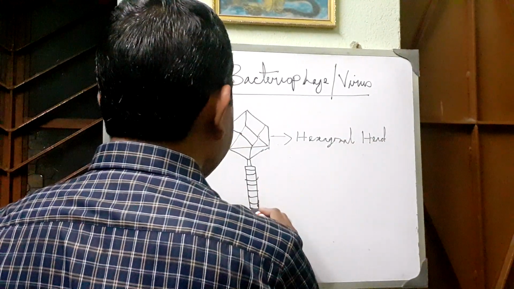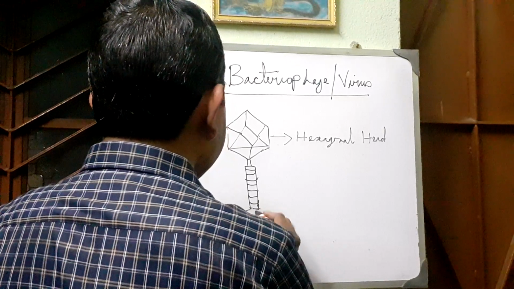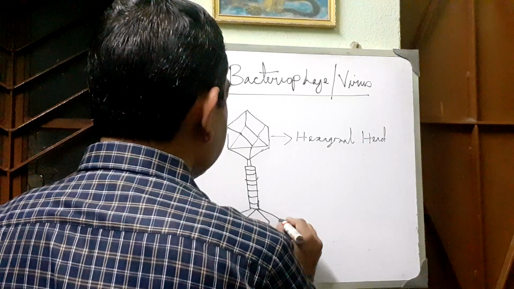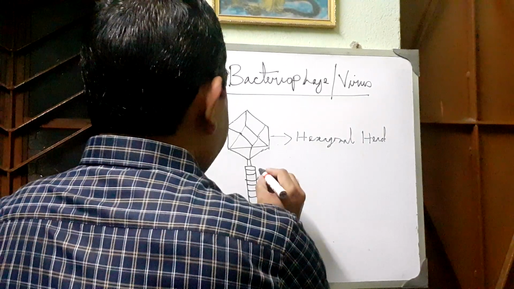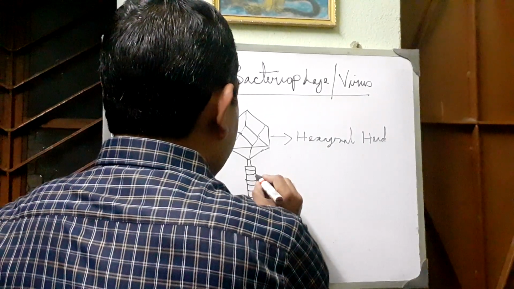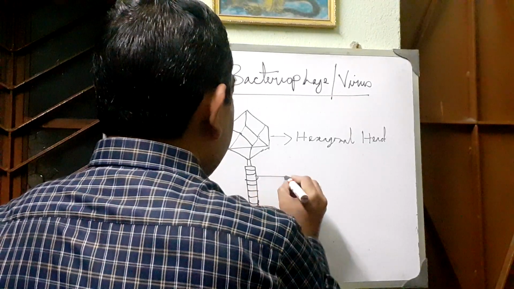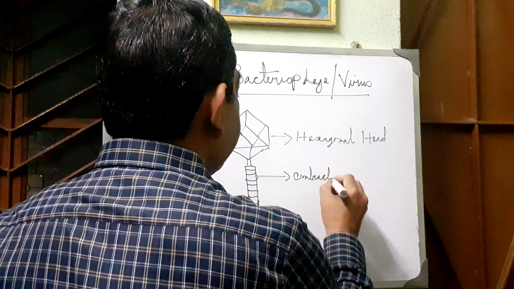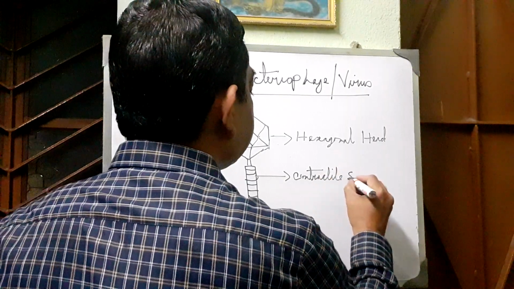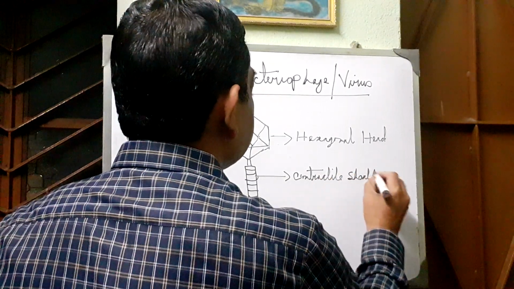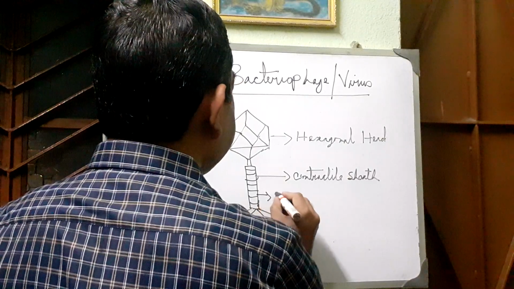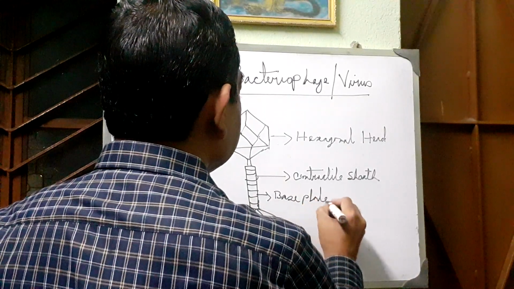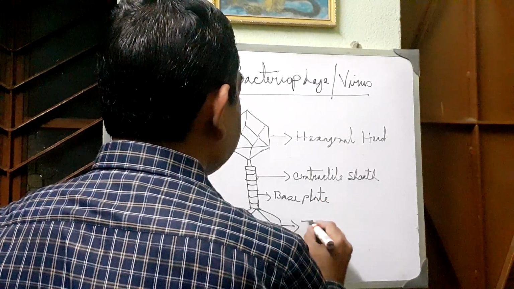Totally this is the tail of the virus, and this is the tail fiber. The whole thing is called the contractile sheath, and this is the base plate. It is the tail fiber.